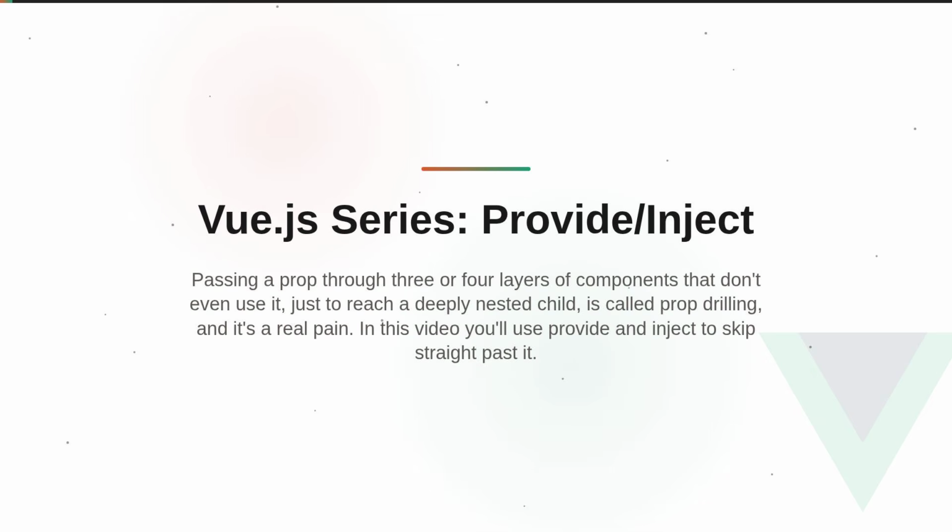Passing a prop through 3 or 4 layers of components that don't even use it just to reach a deeply nested child is called prop drilling, and it's a real pain. In this video you'll use provide and inject to skip straight past it.